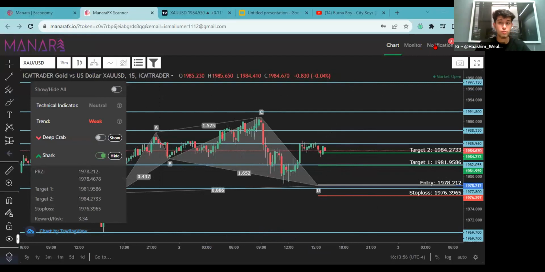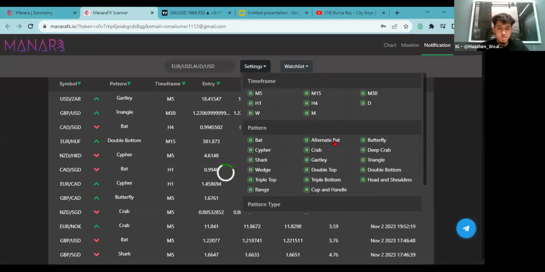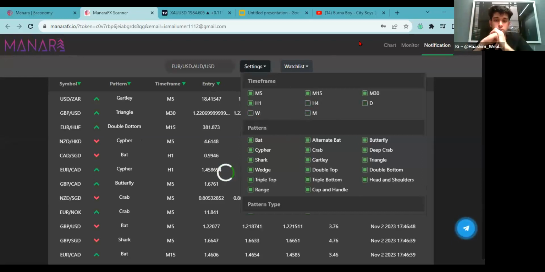I'm going to now go over notification. I need you guys to understand this because a lot of people find this very hard to understand. Okay, cool. Time frame: don't do 4 hours, don't do daily, don't do monthly, don't do weekly. You're not looking for big trades. You're looking for quick trades that you can take there and then. So, time frame 5 minutes, 15 minutes, 30 minutes, and 1 hour.